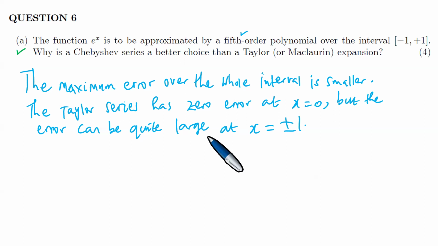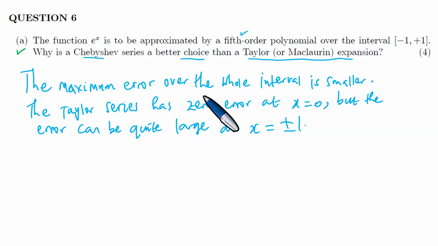So the maximum error over the whole interval is small. The Taylor series had zero error at x equal to 0, but the error can be quite large at the extremes, at plus or minus 1. In other words, the function e to the power x is to be approximated by a 5th order polynomial over the interval. Why is the Chebyshev series a better choice than a Taylor or Maclaurin expansion?